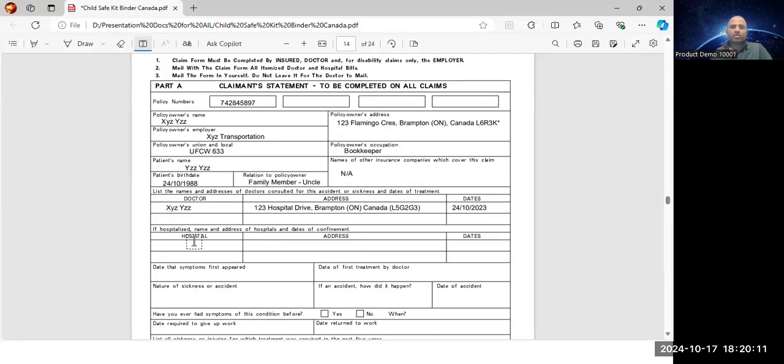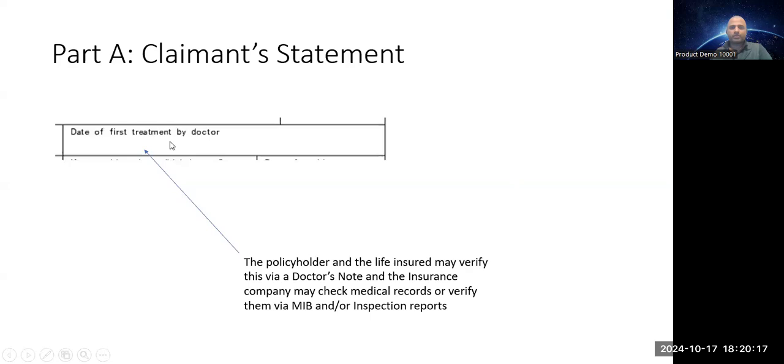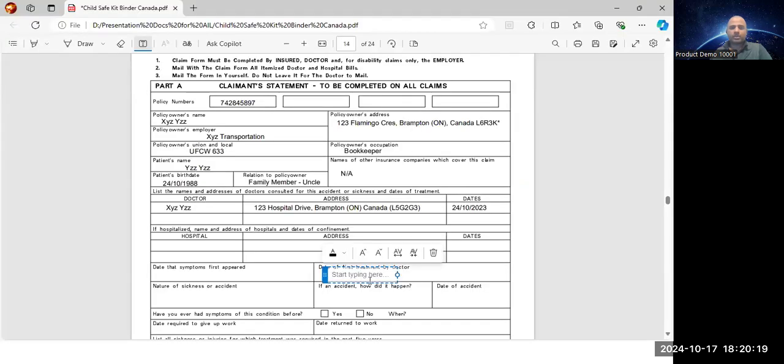Okay, date of first treatment by the doctor. Let's say this is 25/10/2023. You will also need to type in the name of the hospital, the address, and the dates if you were hospitalized for this particular disease or accident. So let's say this is a civic hospital in the city.